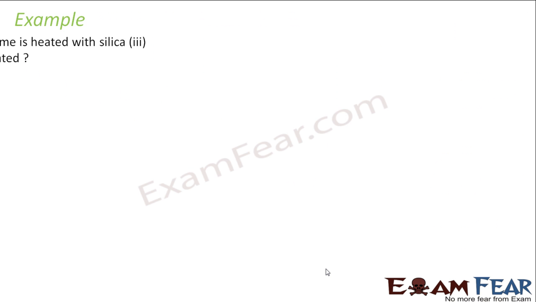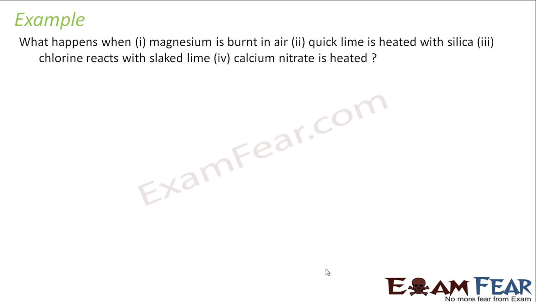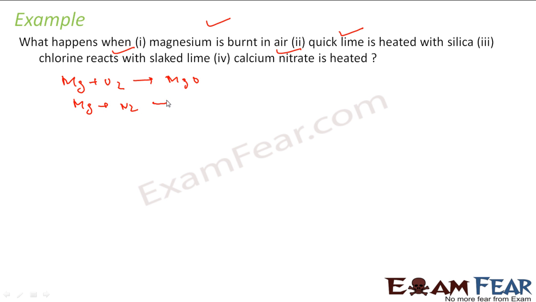Let's take some examples now. The question is, what happens when magnesium is burnt in air, quicklime is heated with silica, chlorine reacts with slaked lime, and calcium nitrate is heated. The first one, magnesium is burned in air. So you burn magnesium in air, you get MgO. Also, magnesium reacts with nitrogen in the air to form Mg3N2. You can write a balanced reaction here. This is my first part.